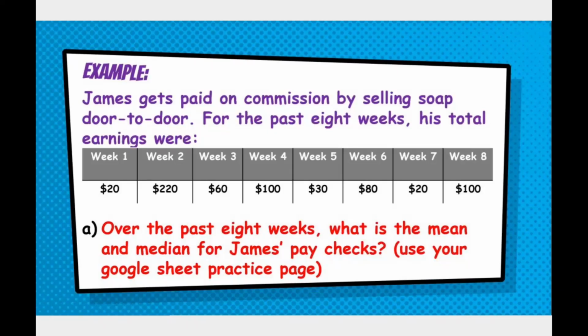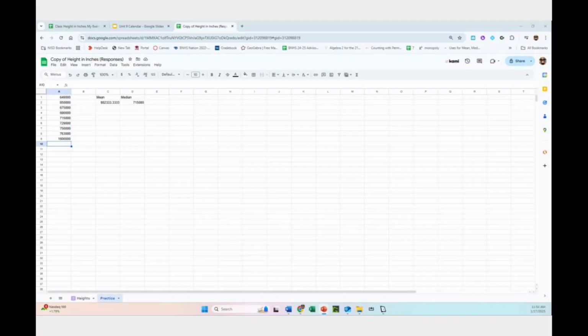We're given a table that breaks down James's commission. He sells soap door to door for the past 8 weeks. His total earnings were as follows on this table. So let's see if we can determine the mean and median for James's paycheck.